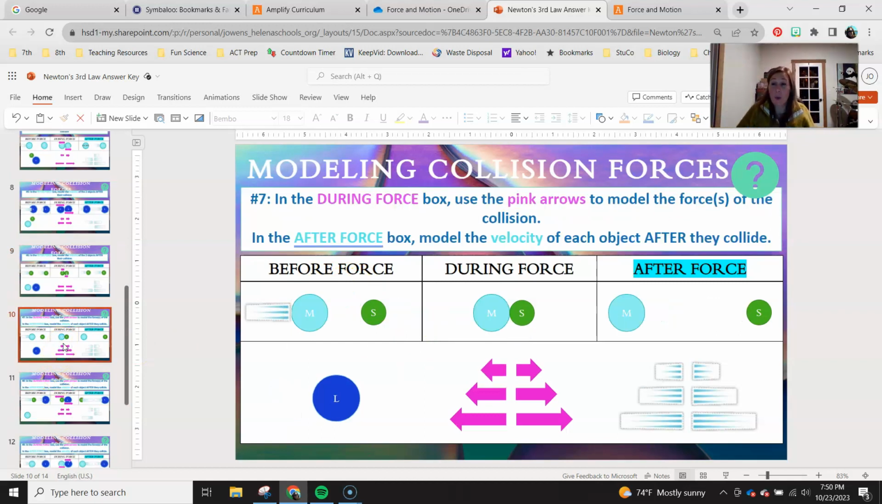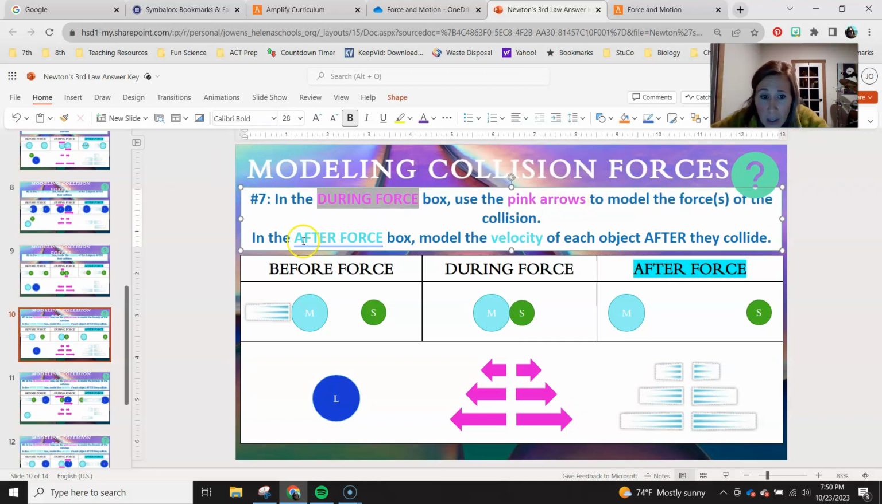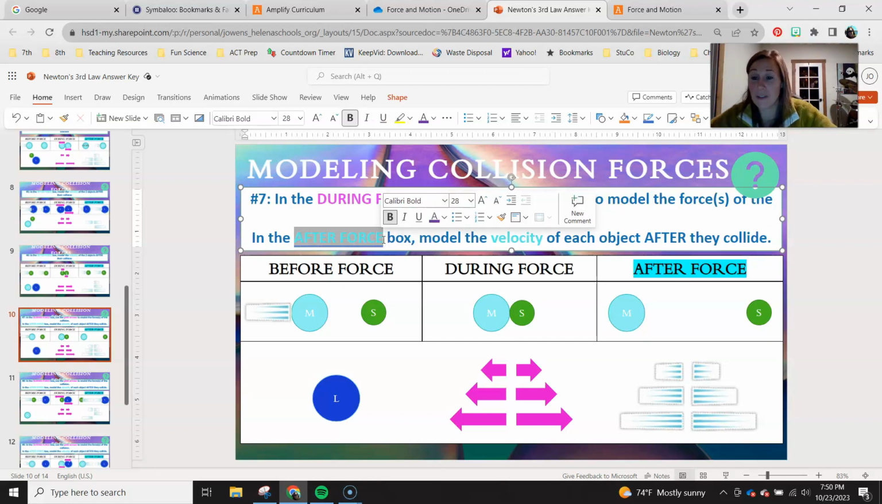Okay, now we're getting into some where we have different masses. For these, you're going to do both the during force, and also what do they do after force? So again, this isn't going to be exactly like mine. If you did it a little differently, that's great, but what I'm looking for is, can you correctly model the size of the force and the direction of the force? And can you show me how they have different changes in velocity after the collision?